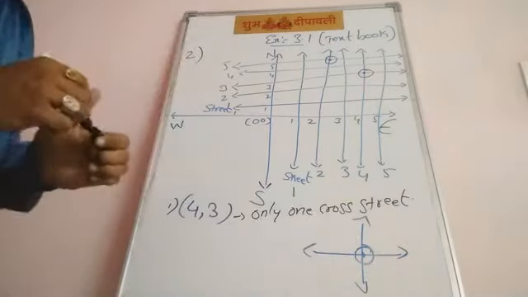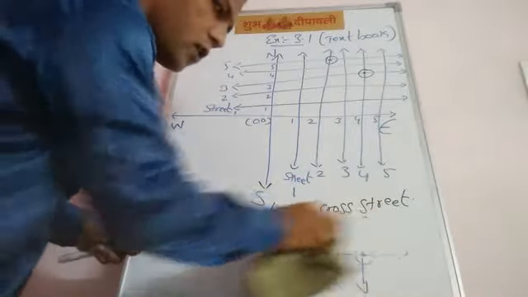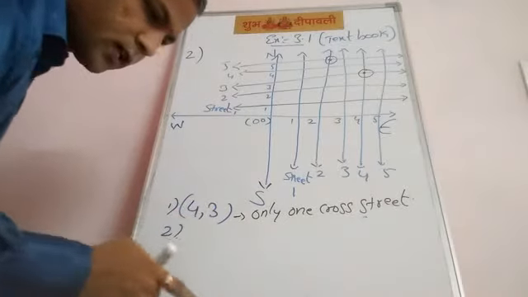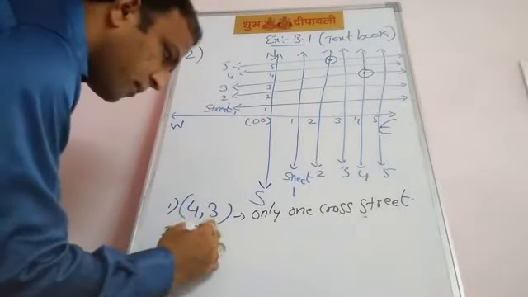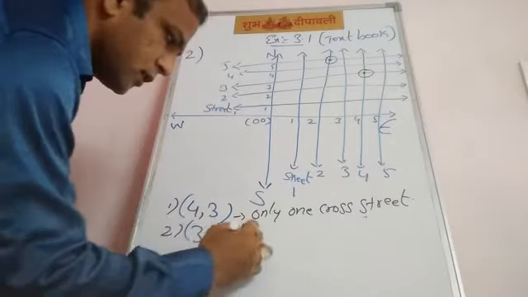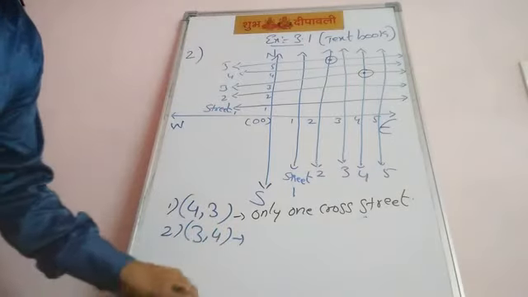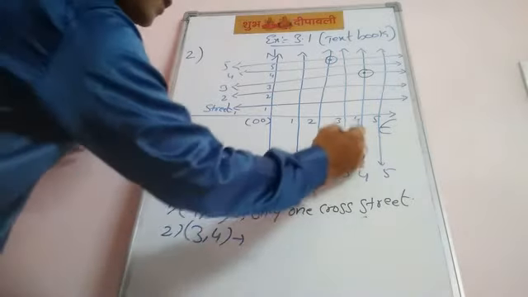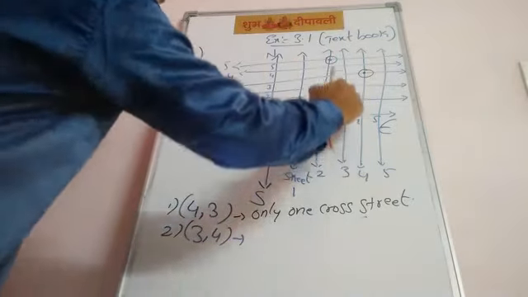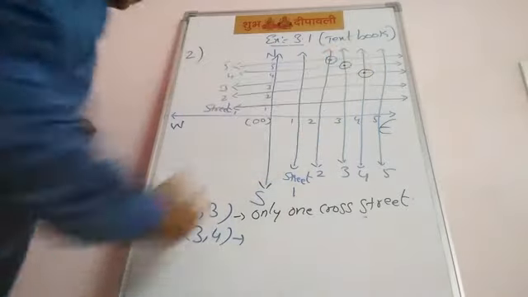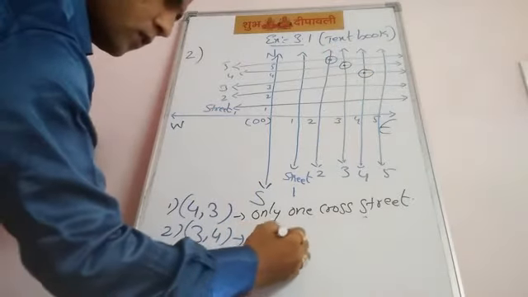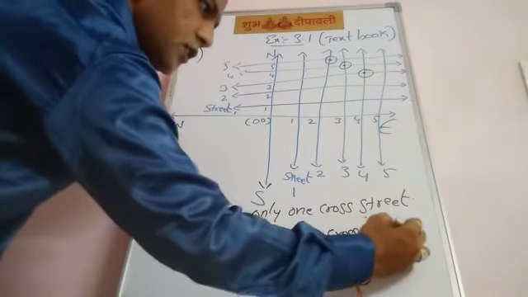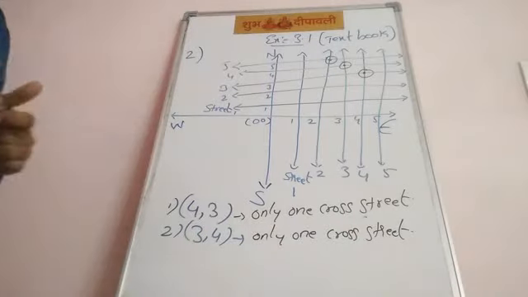cross street. Okay, students. In the same manner, in the next part also, they have been given another point. What is the other point they have been given? 3, 4. Yes. At this point also, how many cross streets do we have? Simple answer, only one cross street. See, x is 3 and y is 4. Where is it? x 3, y 4 is somewhere here. So only one cross street.